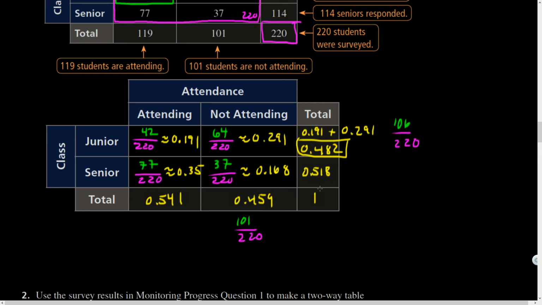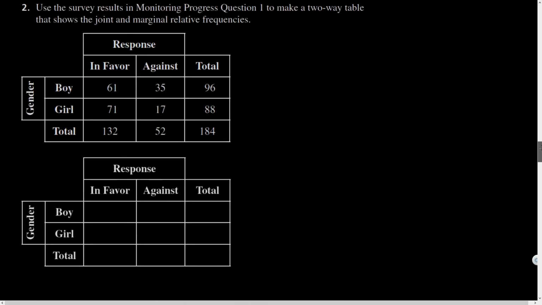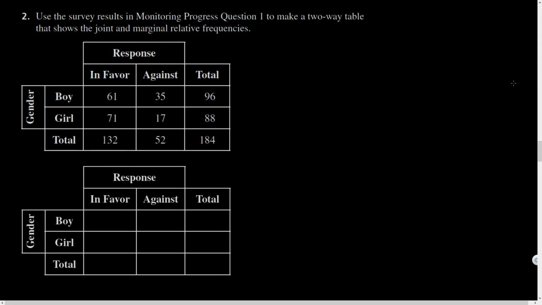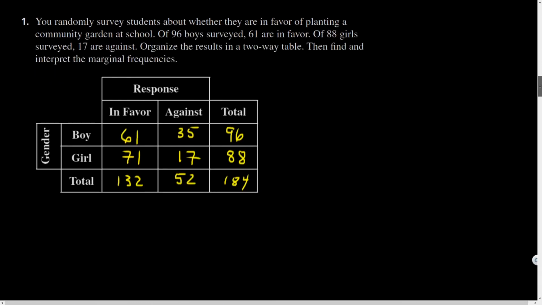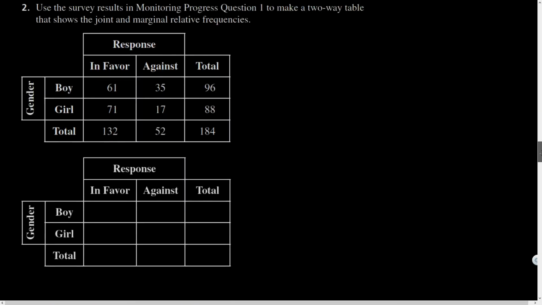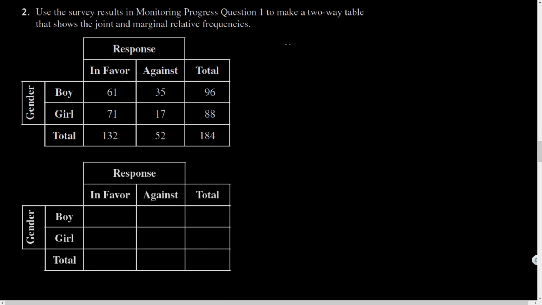Okay, let's look at the monitoring progress question. You might be good to roll on your own, but here we go. This was: use the survey results from monitoring progress question 1. We had hopefully generated that very same. Did we? All right, so use those results to make a two-way table showing the joint relative frequencies and the marginal relative frequencies.